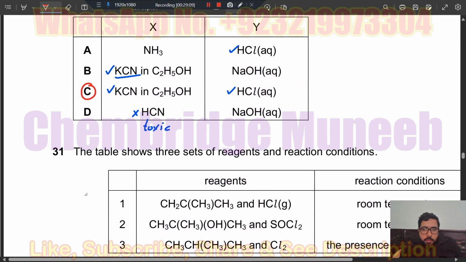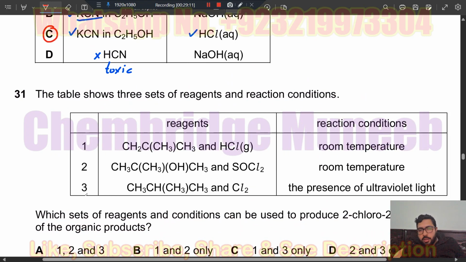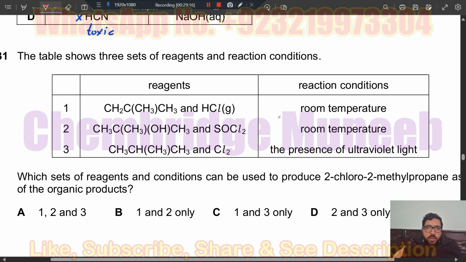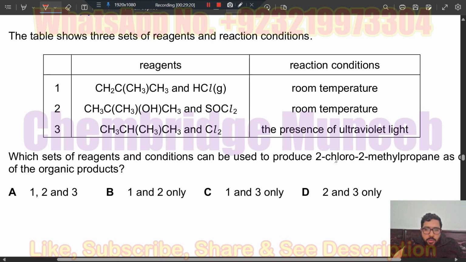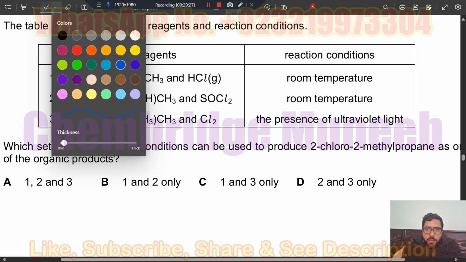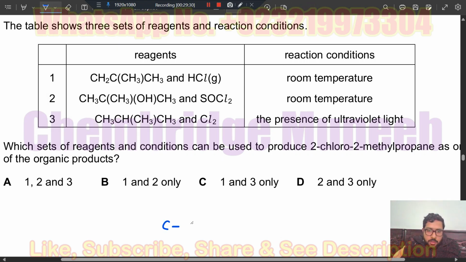Now next, question number 31. The table indicates reagents and the reaction conditions required to make the compound 2-chloro-2-methylpropane. So I should first write the structure of 2-chloro-2-methylpropane. It looks like this: 3 carbon atoms in a straight chain, and the second carbon atom must contain chlorine and also a methyl group. Now we have to make this compound from the given conditions.